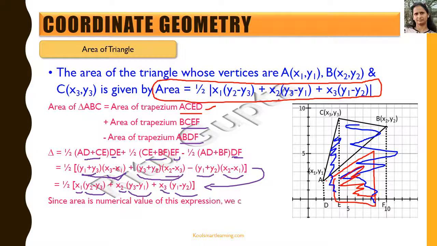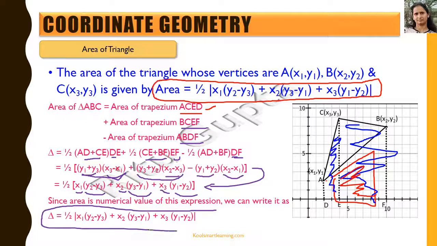Since the area is a numerical value of this expression, we can write it as half into mod of, because we have to take the numerical value, we don't have to take the sign, so we take mod of x1 into y2 minus y3 plus x2 into y3 minus y1 plus x3 into y1 minus y2. So this is the area of the triangle, knowing the coordinates of its vertices.